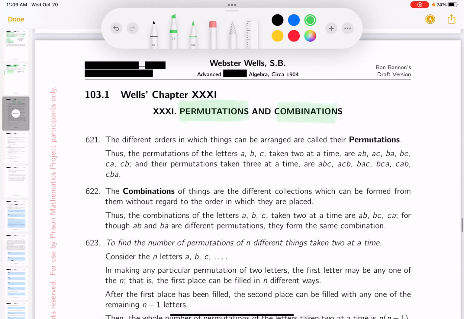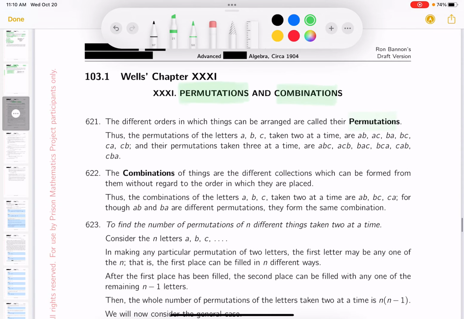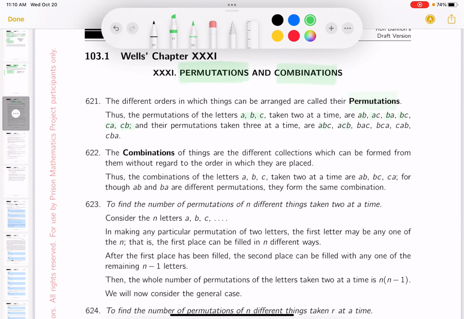For example, not that I'm going to read the section to you, they talk about permutations of three letters, A, B, C. How many different orderings of that would you have if you took two at a time? And they write them down for you. You can count that up. Now, if you took three at a time, they put that down for you as well, and you can count that up as well.